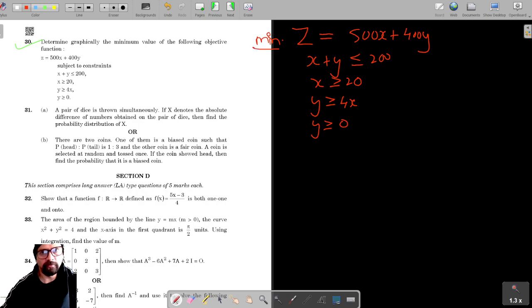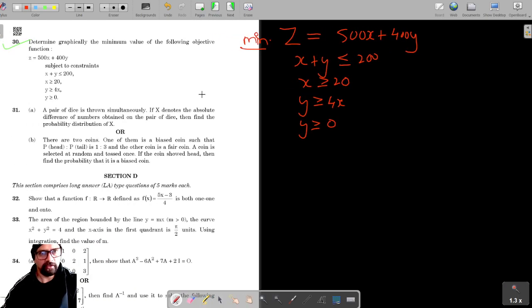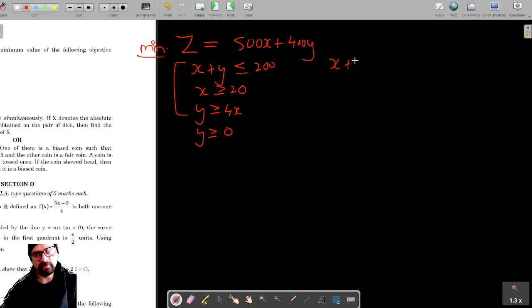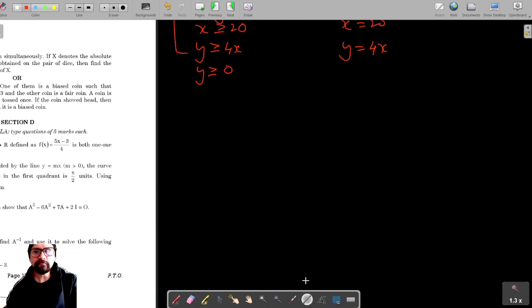Objective function is minimum z, and let's quickly draw the graph for the constraints. These are the constraints, and we are going to draw the graph for x plus y is equal to 200, x is equal to 20, and y is equal to 4x.